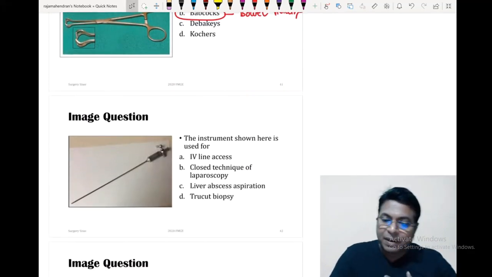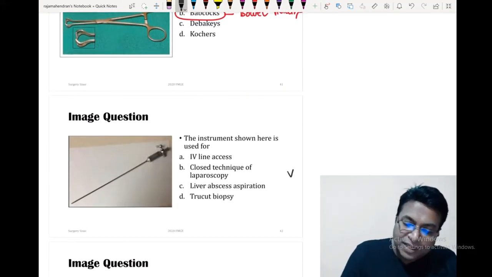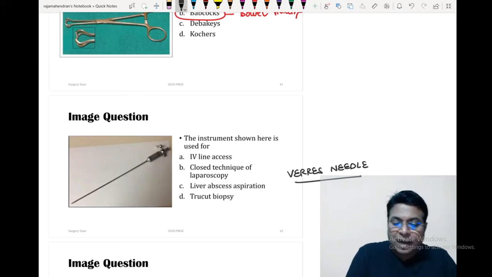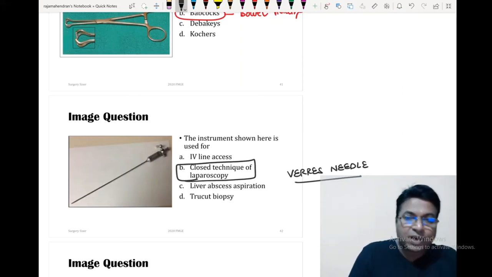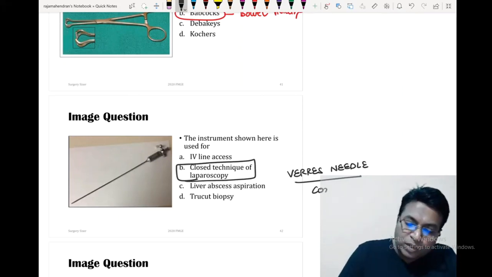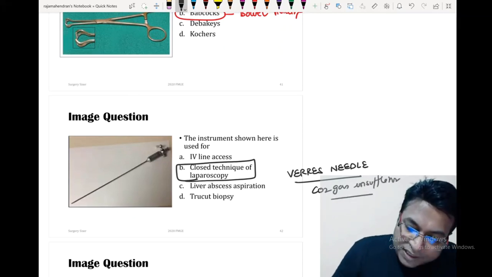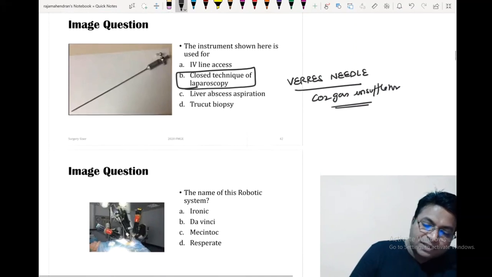This question has come in the NEET PG exam. I want you to remember, this is a Veress needle. Okay, this is a Veress needle shown here. The Veress needle is used for laparoscopic gas insufflation, for the closed technique of CO2 gas insufflation. So this question can come for your exam. This is the Veress needle, the CO2 gas insufflator needle.